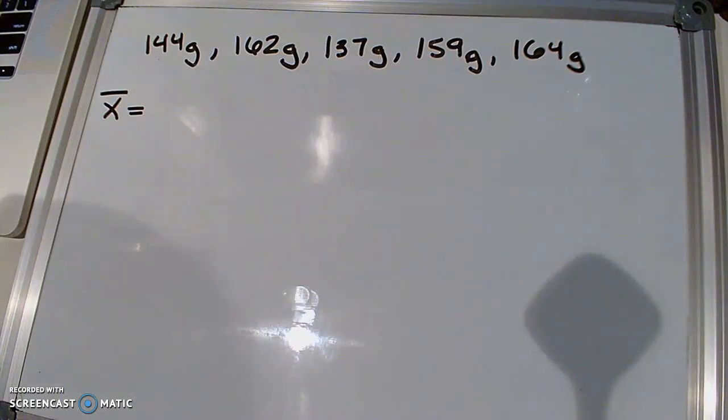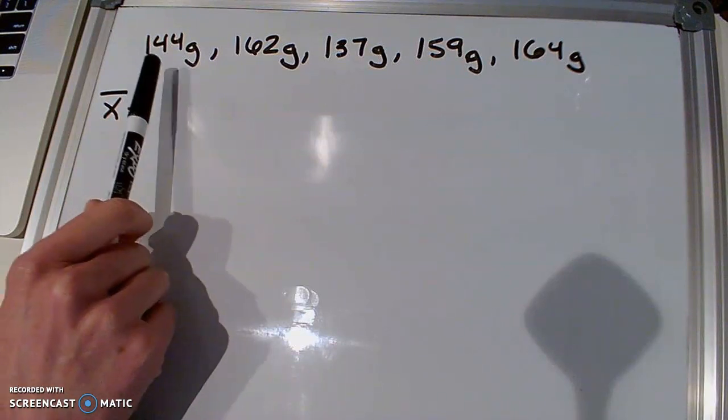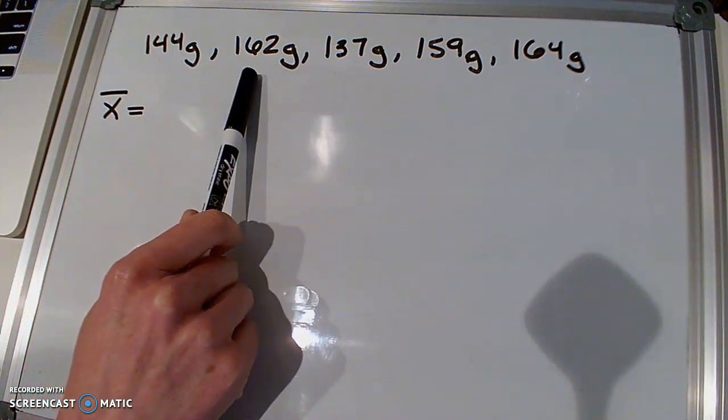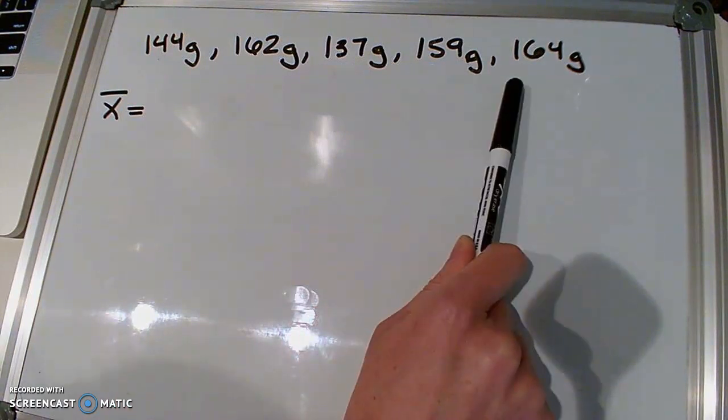Hi everybody, I am going to show you in this video how to calculate the average and the standard deviation of a set of numbers, and also how to properly report those values. So here I have five values: 144 grams, 162 grams, 137 grams, 159 grams, and 164 grams.